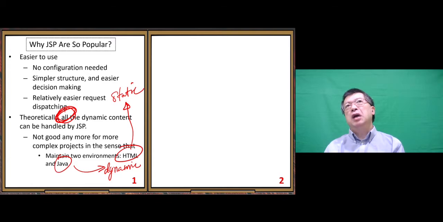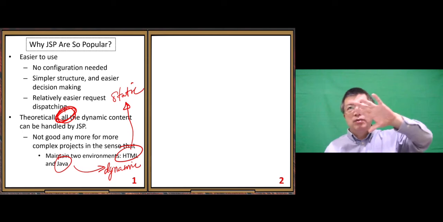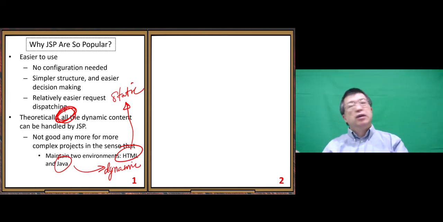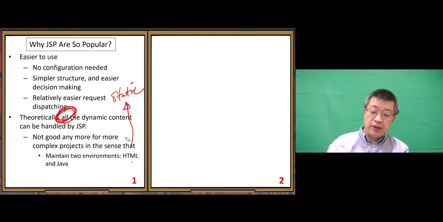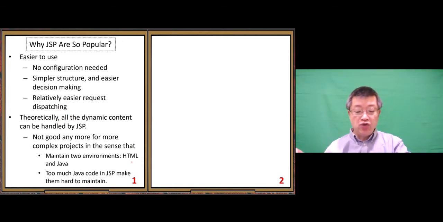So you need to jump here and there between different environments. There is some cost doing that, and you need to take that cost. That's the first drawback. The second drawback: too much Java code in JSP makes them hard to maintain.